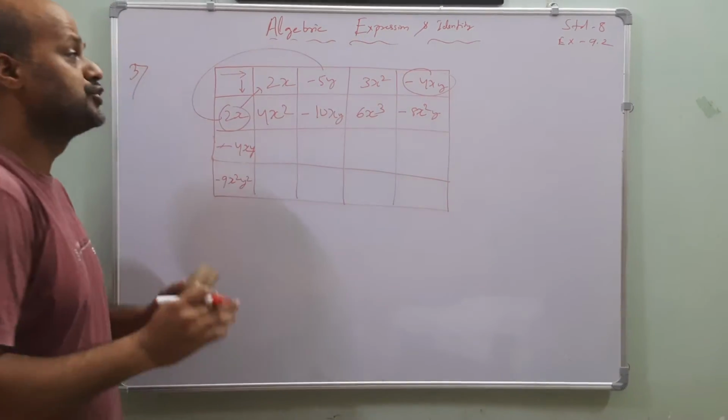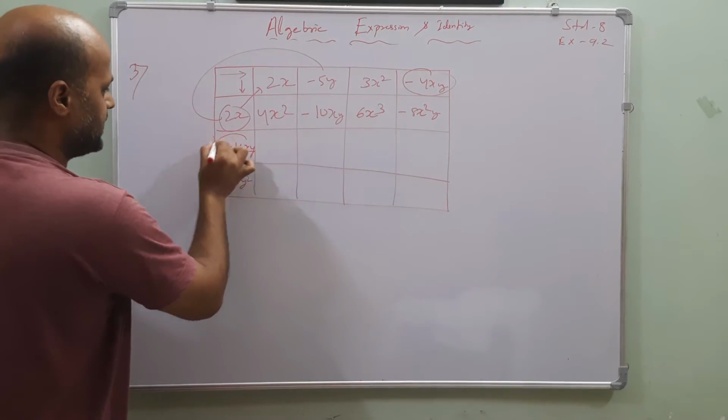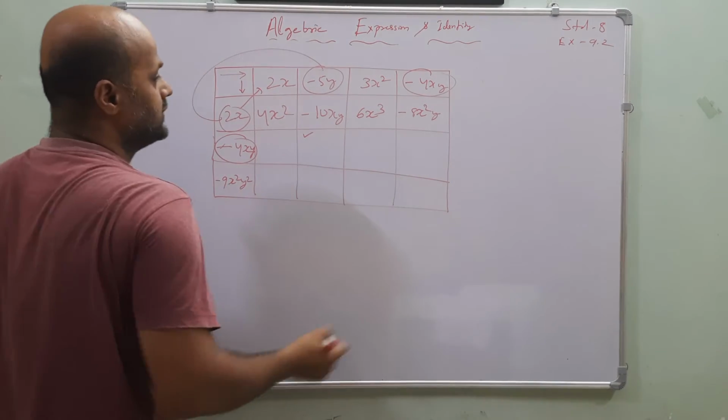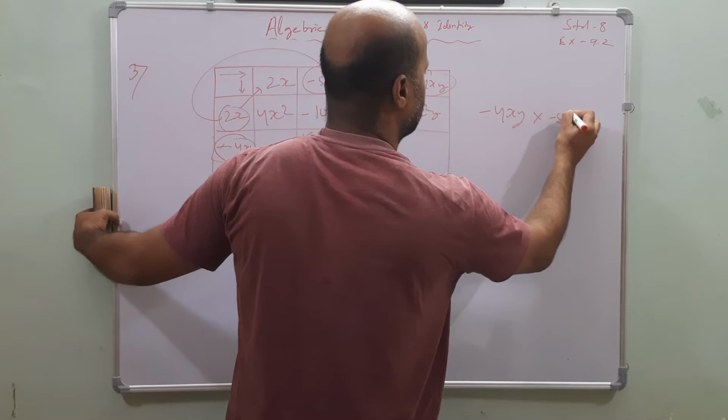Understood? Which one will we do? Just tell me, my friends. Let's go to minus 4xy and minus 5y. Let's do this box. Minus 4xy into minus 5y.